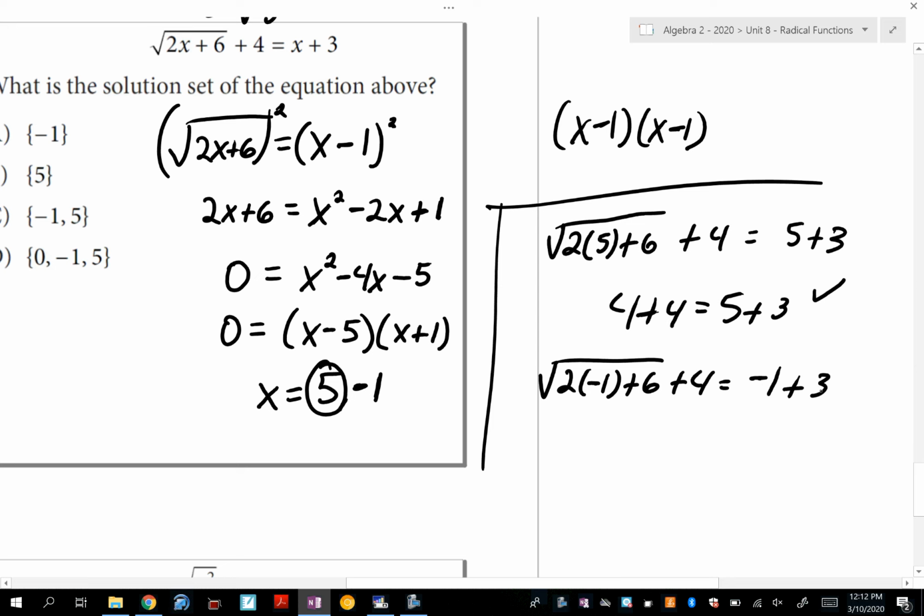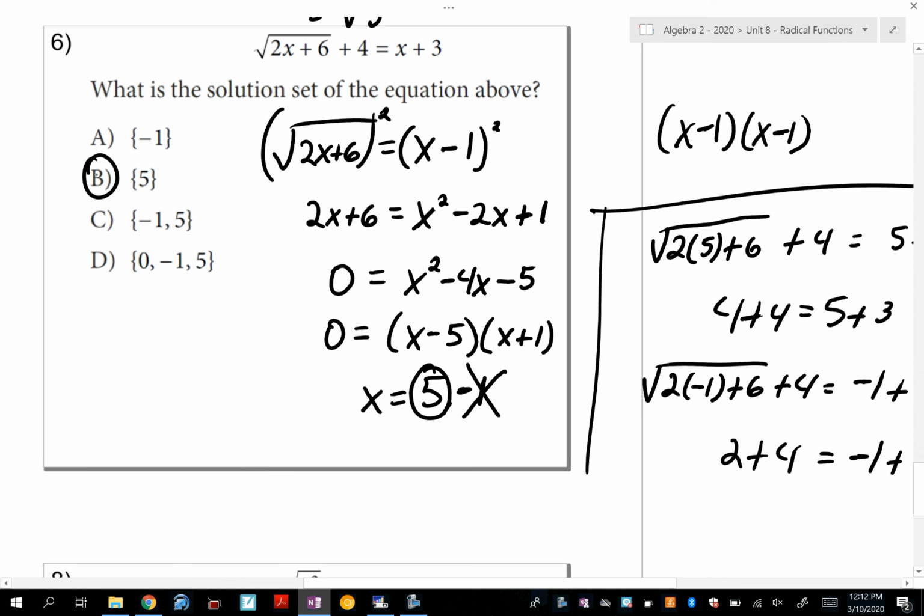All right. What's 2 times -1? -2 plus 6 is 4. What's the square root of 4? So 2 plus 4 equals -1 plus 3. Is that true? No, that's 6 equals 2. 6 does not equal 2, so -1 doesn't work. So the only one that works is 5.